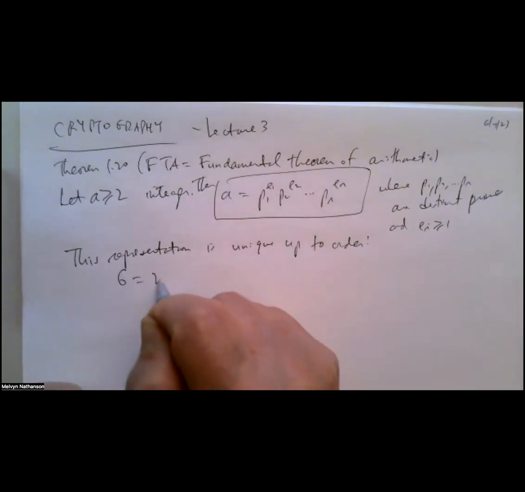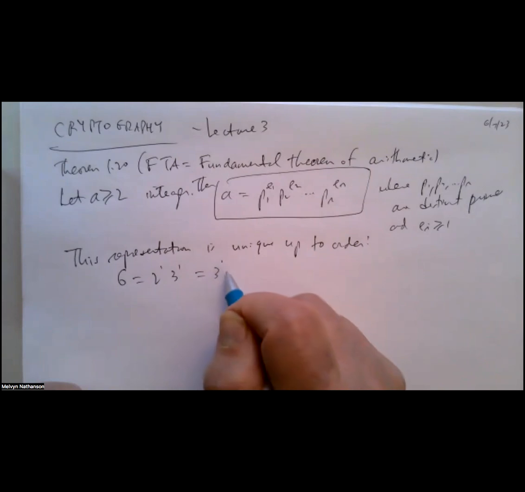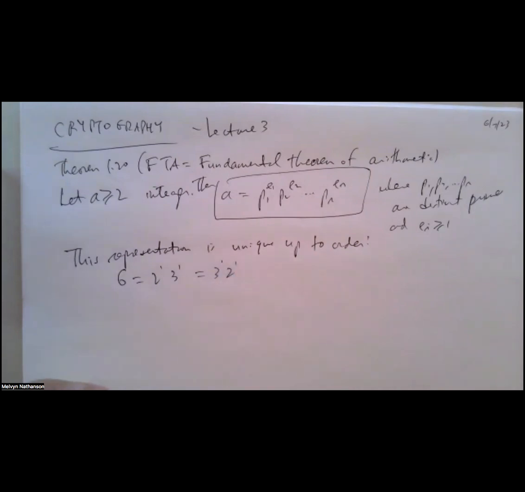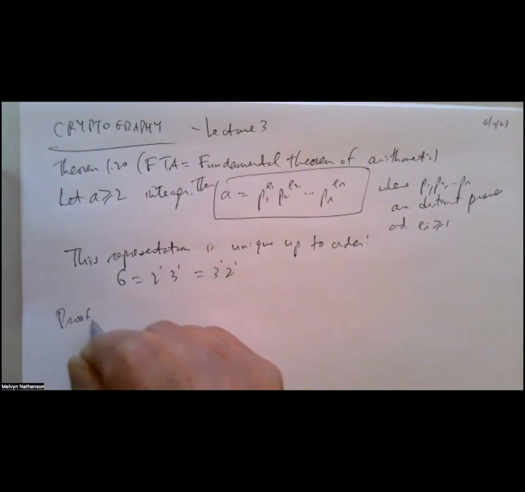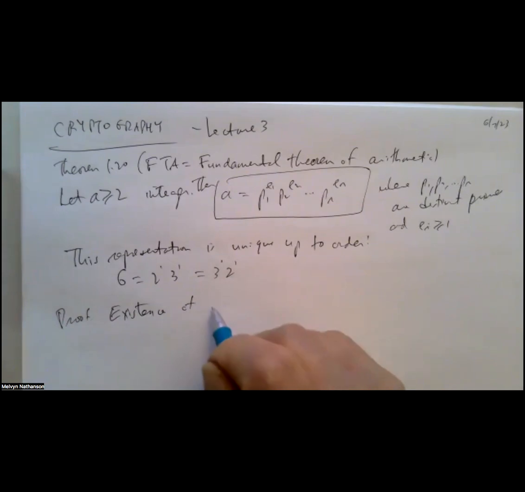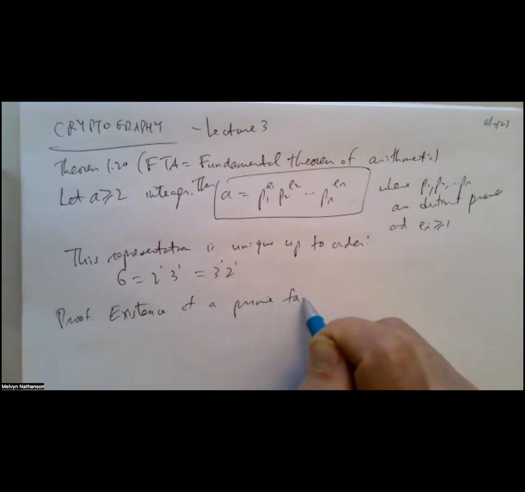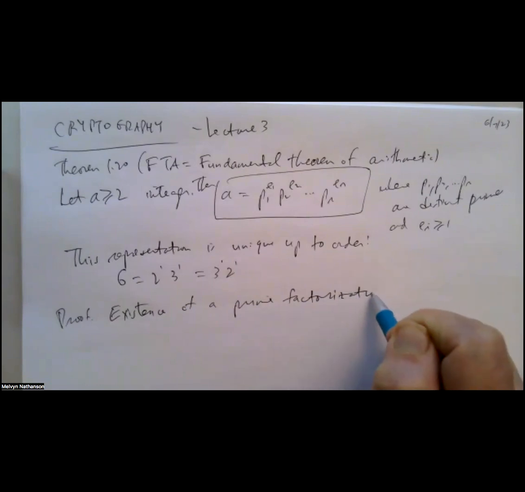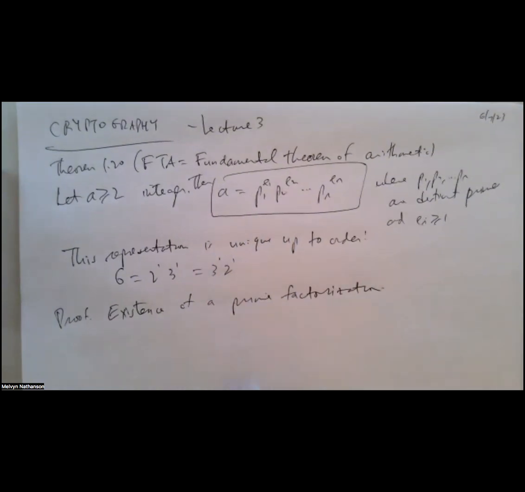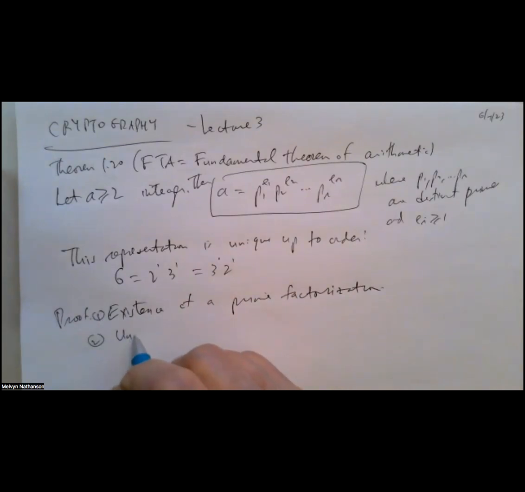So for example, 6 is 2 times 3. It's also 3 times 2. These are exponents 1. So other than the order in which you write down the prime numbers 2 and 3, this is a unique representation of 6 as a product of primes. And the proof is divided into 2 parts. There is existence of a prime factorization, factoring this number into a product of primes. And there is the uniqueness of the prime factorization.